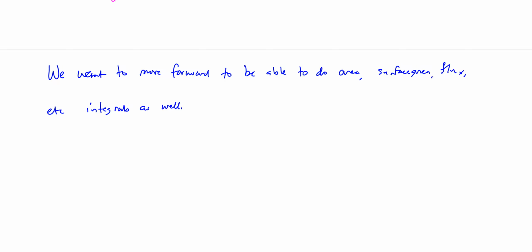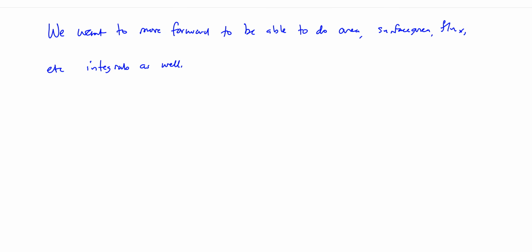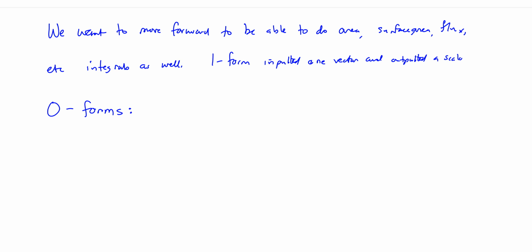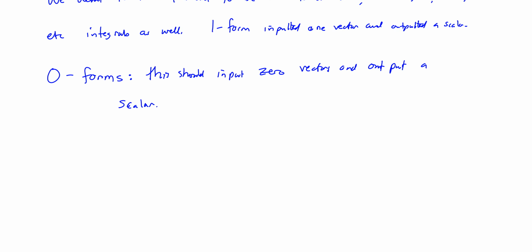So the first thing we're going to introduce is two forms. I guess maybe let's just introduce zero forms first, because those are the simplest. So if we remember, what did a one form do? A one form inputted one vector and outputted a scalar. So a zero form, then, should input zero vectors and output a scalar. Well, if we're not inputting anything and we're outputting a scalar, a zero form is just a scalar then.